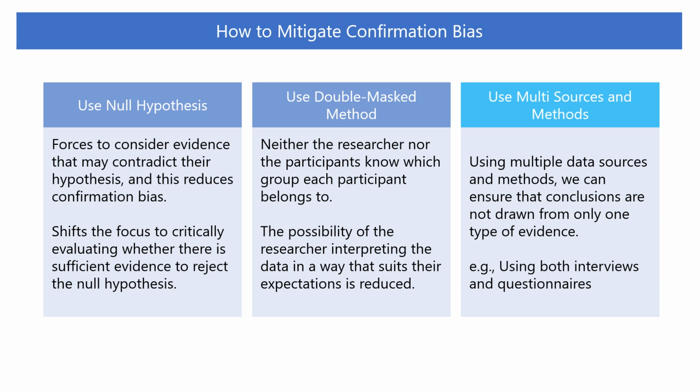Third, a variety of data sources and methods should be used. By using multiple data sources and methods to verify results, we can reduce confirmation bias by ensuring that conclusions are not drawn from only one type of evidence. For example, using both interviews and questionnaires can provide a more comprehensive picture of the phenomenon being studied.